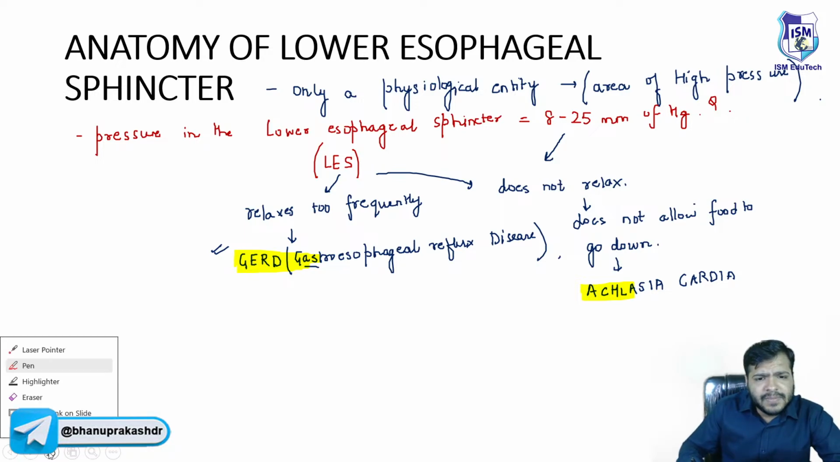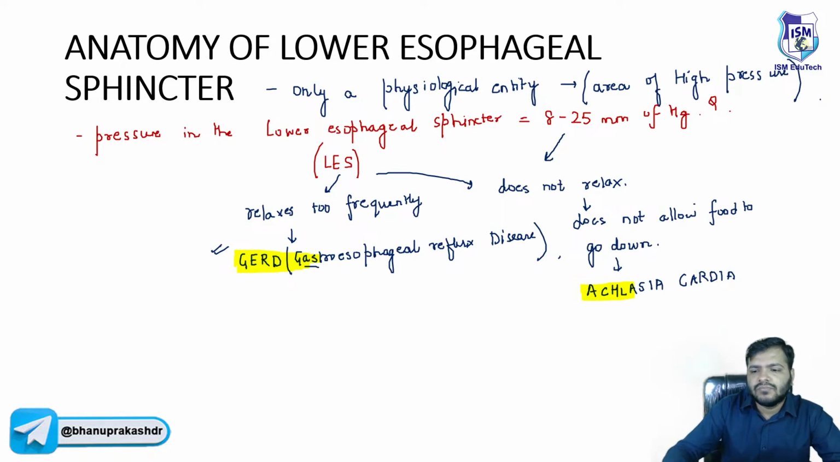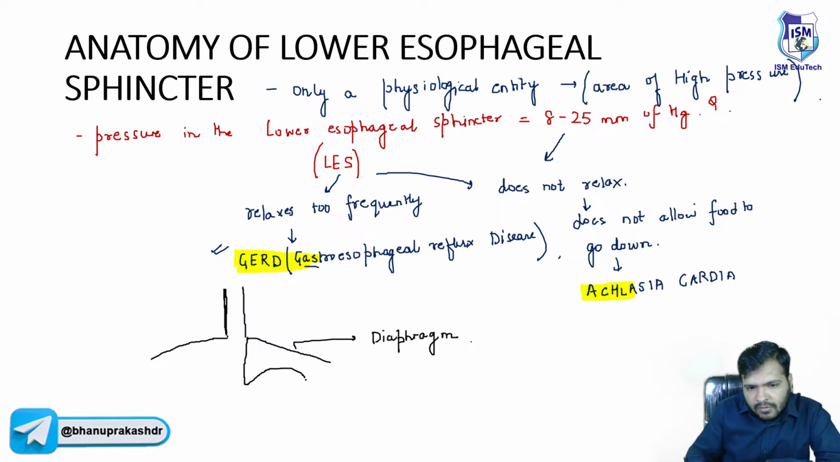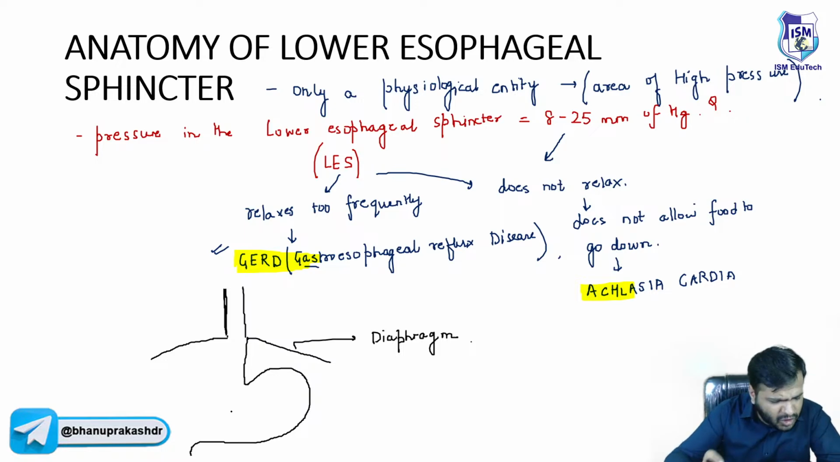Now, let me draw a diagram for you. You already know that this is the diaphragm. Over here we know the esophagus is coming, so I'll draw a hole in between. This is the diaphragmatic opening through which the esophagus comes. Yes, esophageal varices and all of these we will discuss shortly. There are many conditions, no need to worry, but let us discuss it one by one.